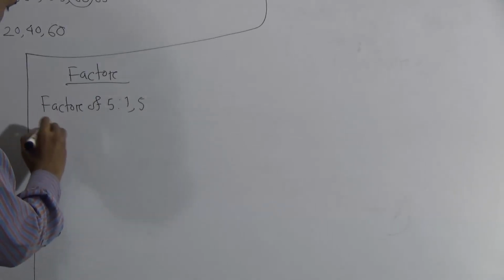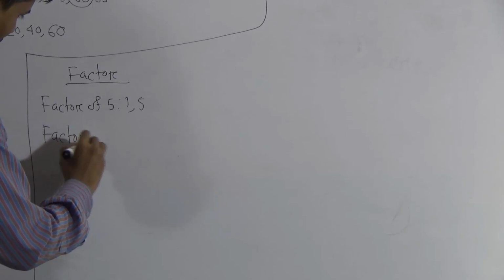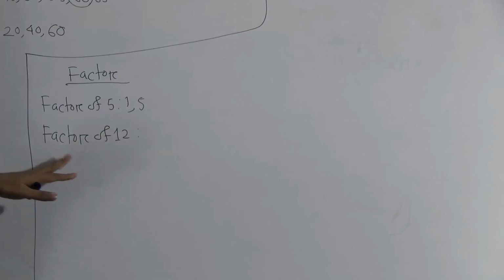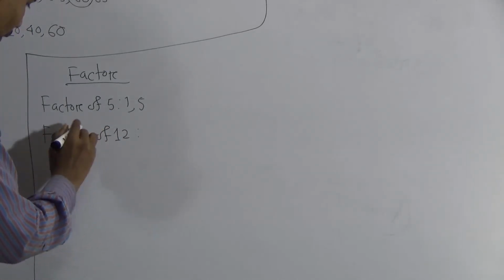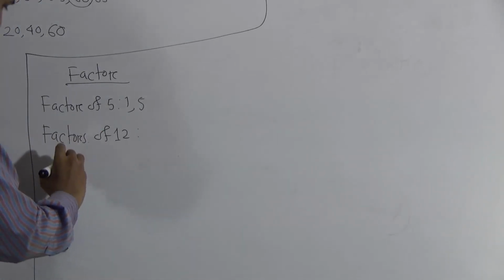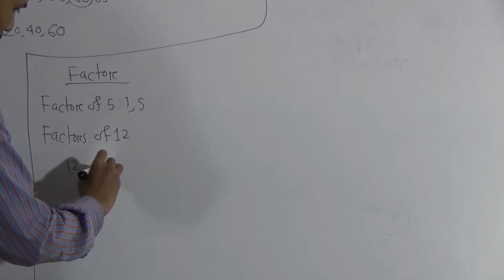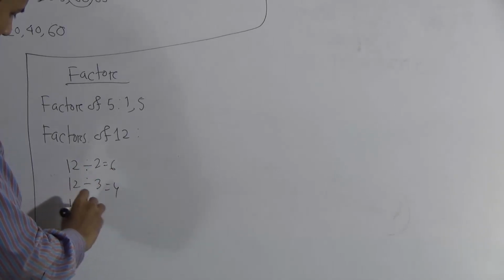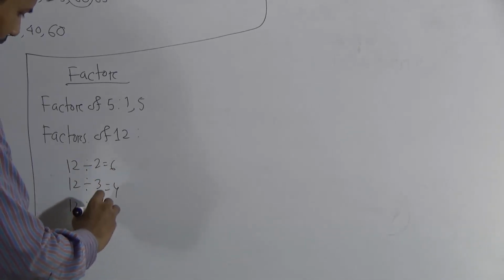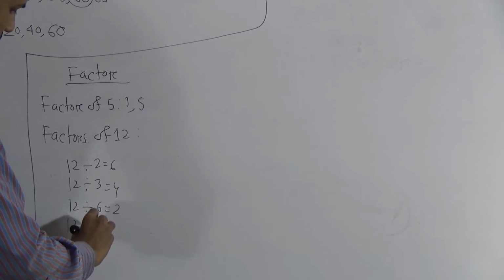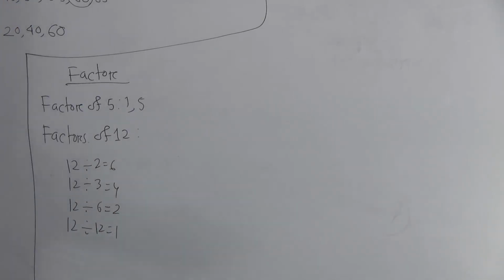Look, factors of 12. What are the factors of 12? Okay, let's at first divide. Look, 12 divided by 2 equal to what? 6. 12 divided by 3 equal to 4. 12 divided by 6 equal to what? 2. Okay. Similarly, 12 divided by 12 equal to what? 1.